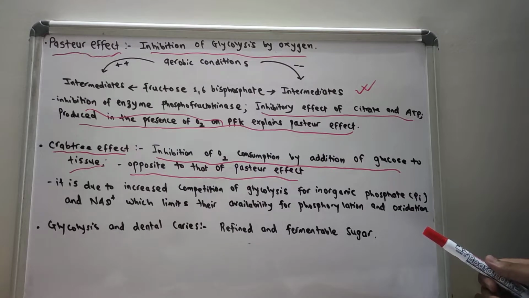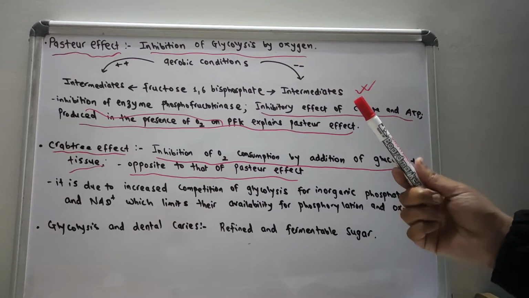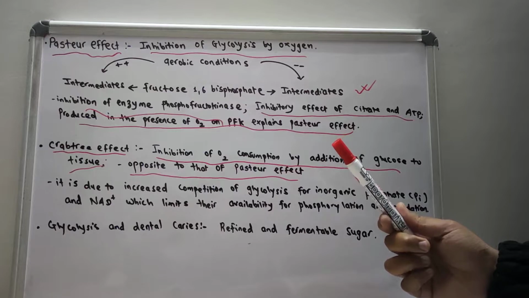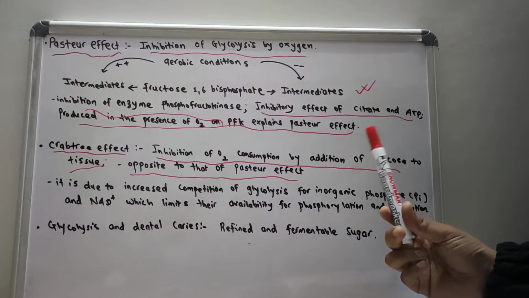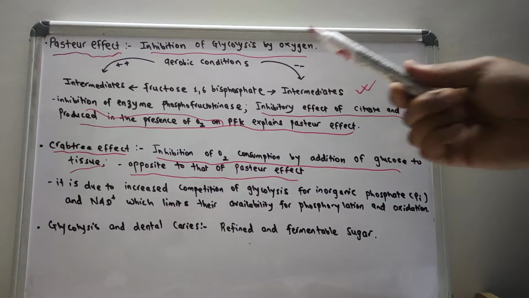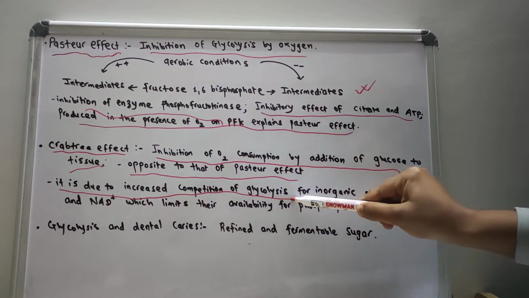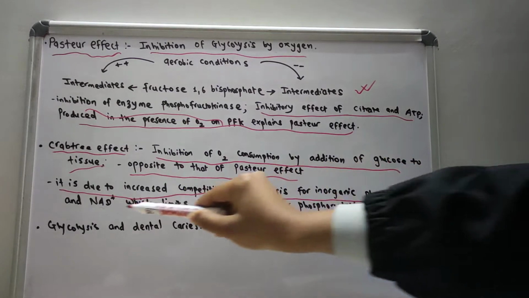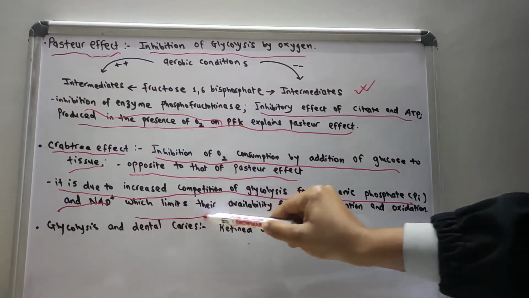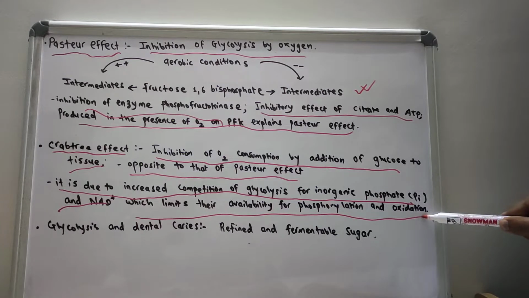The Crabtree effect is due to the increased competition of glycolysis for inorganic phosphate and NAD+. So again I am going to tell you: the Crabtree effect is due to the increased competition of glycolysis for inorganic phosphate and NAD+, which limits their availability for phosphorylation and oxidation.